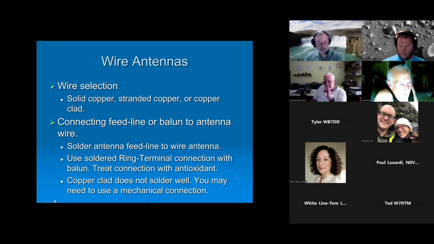So copper cladding does not solder well. You may need to use a mechanical connection. If you have copper clad wire, like in a feed line, and you solder to it, usually that copper cladding on that solid metal wire will peel off. So you really need to use some kind of mechanical connection, such as a clamp ring on it, or some other way of getting that to your antenna.